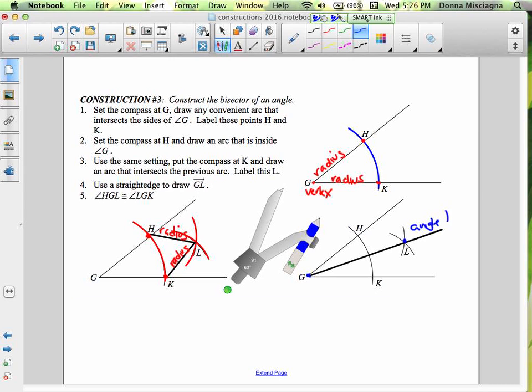So let's do this one more time, and we're going to write in some important information. This one wasn't in your notes, but the next one will be in your notes.